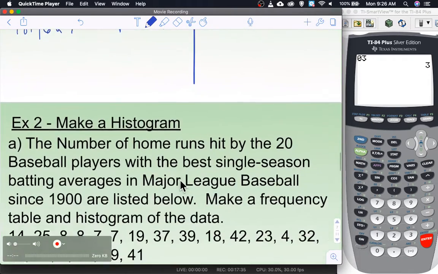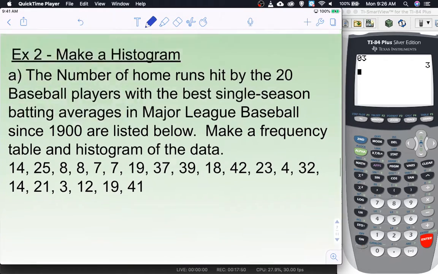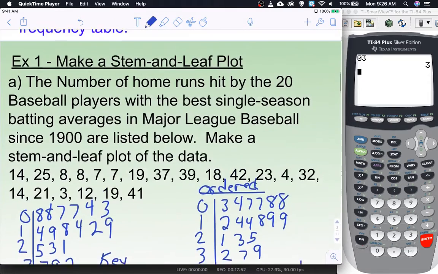Okay, so that was all stem and leaf plots. Let's talk about histograms. Histograms are quite similar. Their job is to do kind of the same thing, except it's more of a summary of the data. We're not going to have each individual piece.